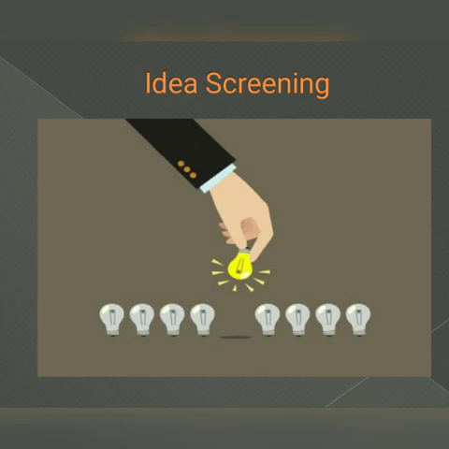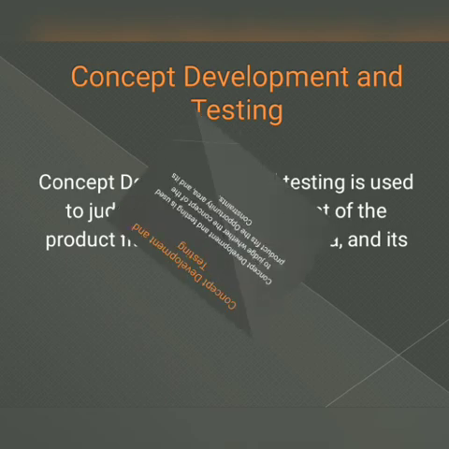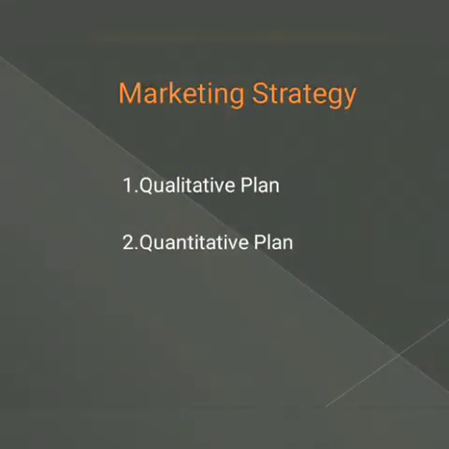and workable to develop. The second stage of product planning and development is concept development and testing. This concept development and testing is done by a marketing or advertising agency. The main objective of concept development and testing is to judge whether the concept fits the opportunity area and the constraints of the product. The third stage of product planning and development is market strategy.